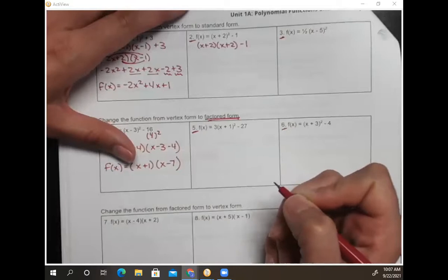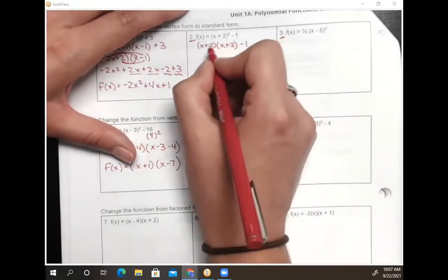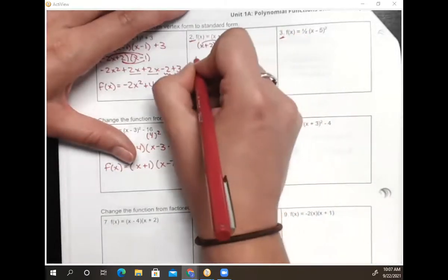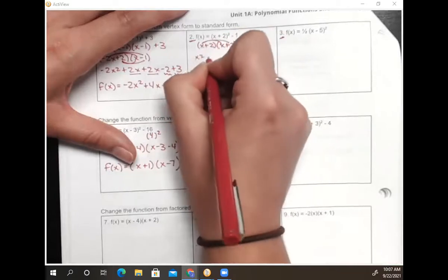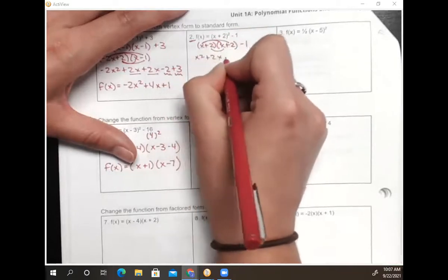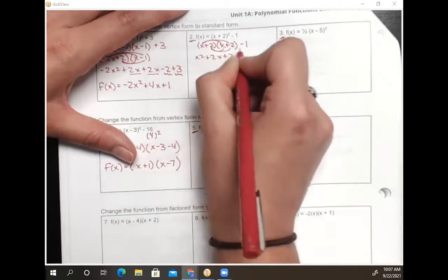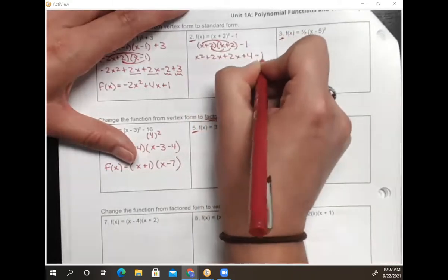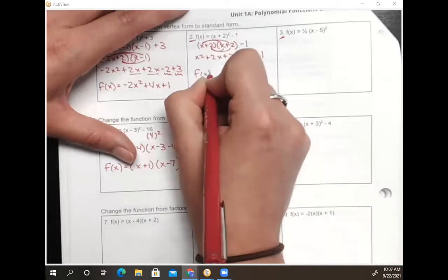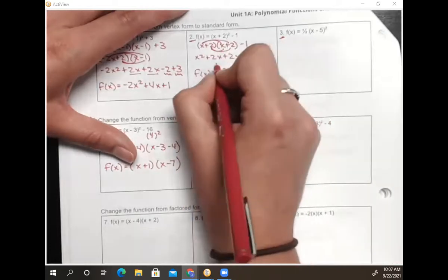For number 2, remember that you're distributing. So this squared factor you need to write twice so you can distribute. And then don't forget to combine your like terms.